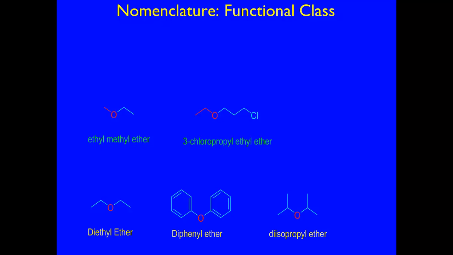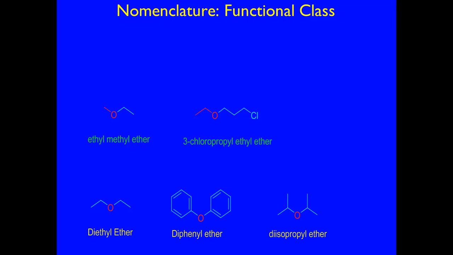Nomenclature, again, there is a common way of naming them. You just find the alkyl groups, methyl, ethyl, and alphabetize them. Ethyl comes before methyl, so ethyl methyl ether. There is a space between ethyl, methyl, and ether, right? And here you have a chloropropyl group on one side and ethyl on the other side. So alphabetize the name. This is where the chlorine is, at the 3rd position, so 3-chloropropyl ethyl ether. This is the common way of naming them.